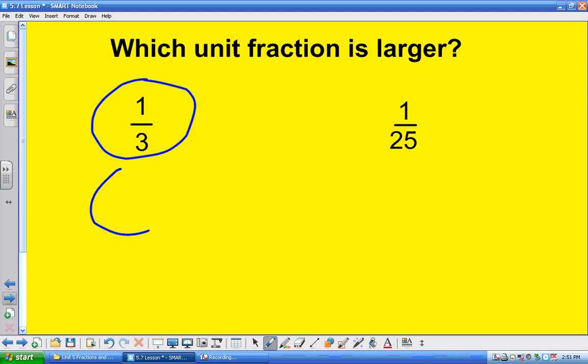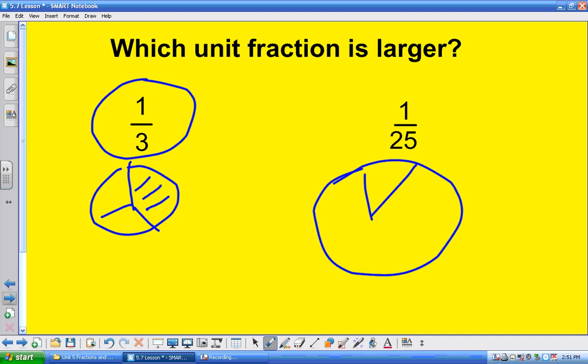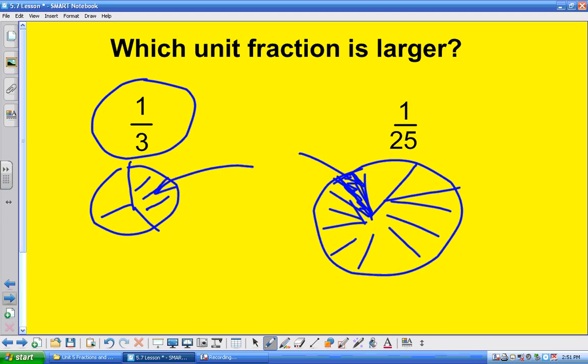More space? This is divided up like this, isn't it? You get one of those. And over here, I don't know how to divide 25 up. But there's lots, and you get this little tiny sliver. Right? So you have a choice. You can have this piece or you can have this piece.